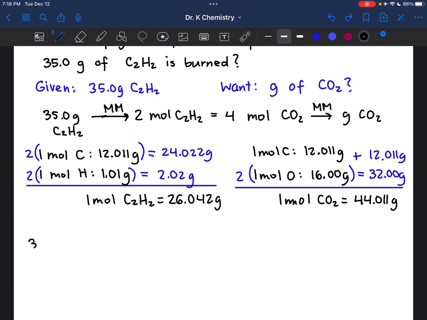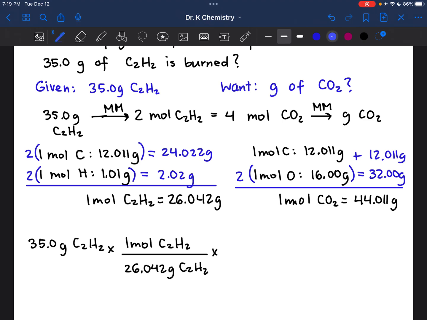I always start with what is given to us, so I'm going to start with 35 grams of C2H2. And whatever unit is up top that we're trying to get rid of, that's the unit that's going to have to go on the bottom. So I want to put grams of C2H2 on the bottom, and I get that value from the molar mass. So this is telling me that in 1 mole of C2H2, we have 26.042 grams of C2H2. And now the grams of C2H2 cancel out, and we're looking at moles of C2H2.